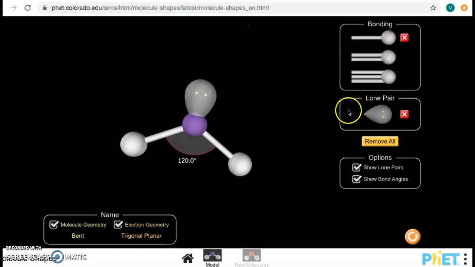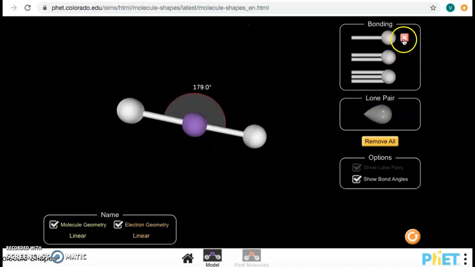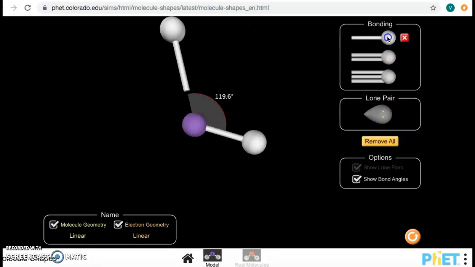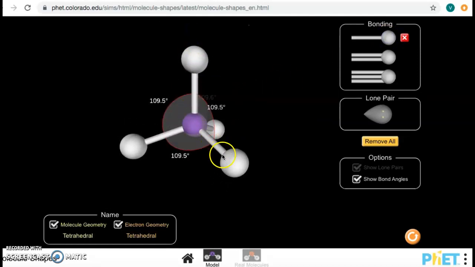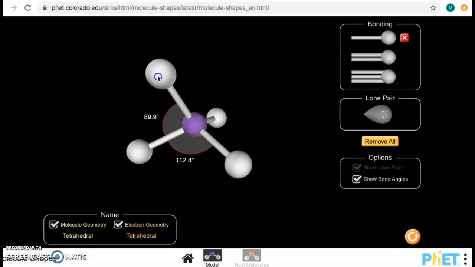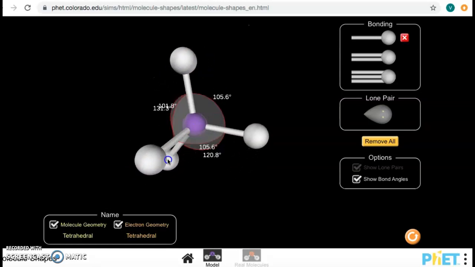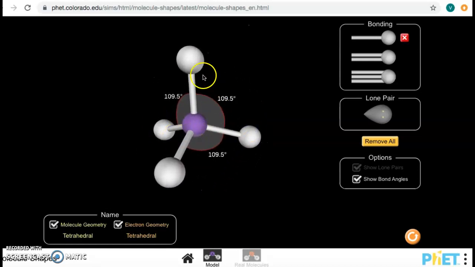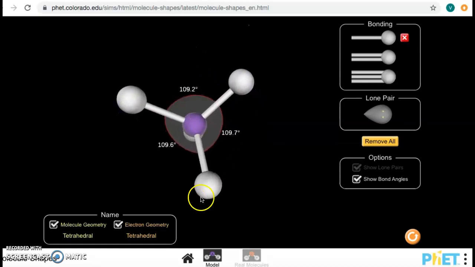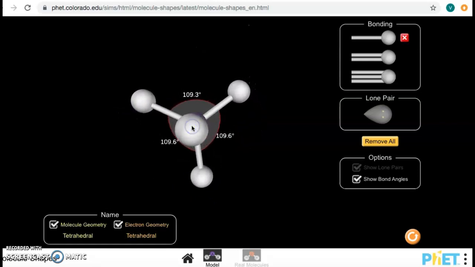So what if we take this away, and now I'll go to 4. We'll have 4 different bonded atoms here. When we have 4 domains, the electron pair geometry is tetrahedral, and all of these are 109 degrees apart. It doesn't matter what way we move this, it's always the same. Looks like a tetrahedron. This molecule doesn't have a top and a bottom, it always looks the same.